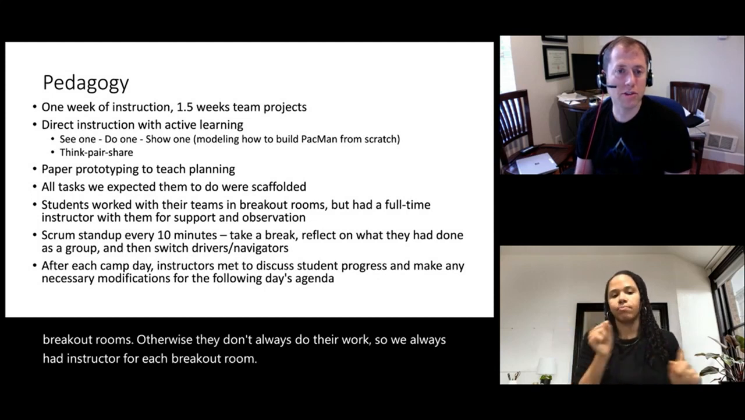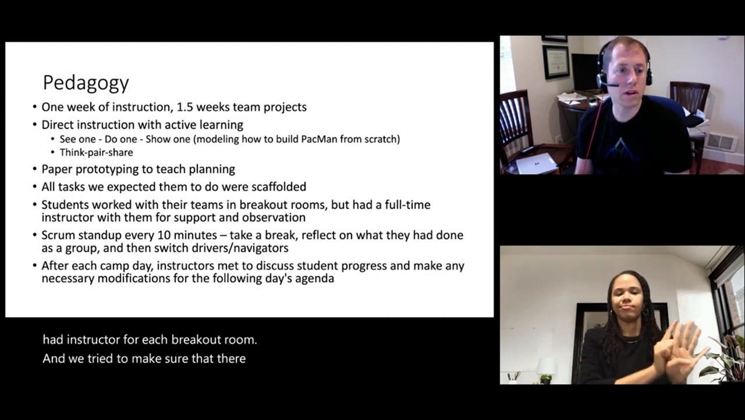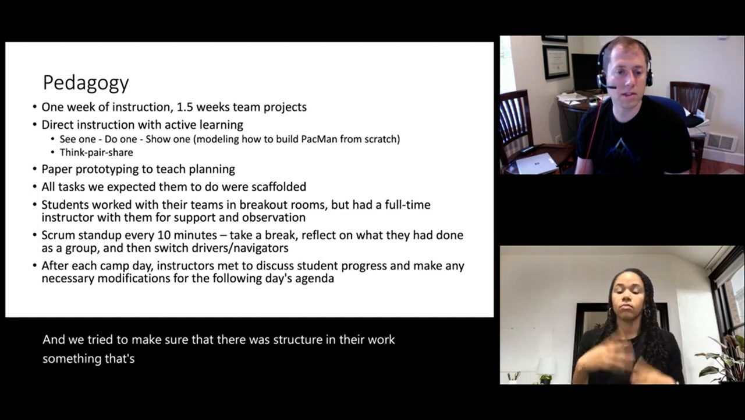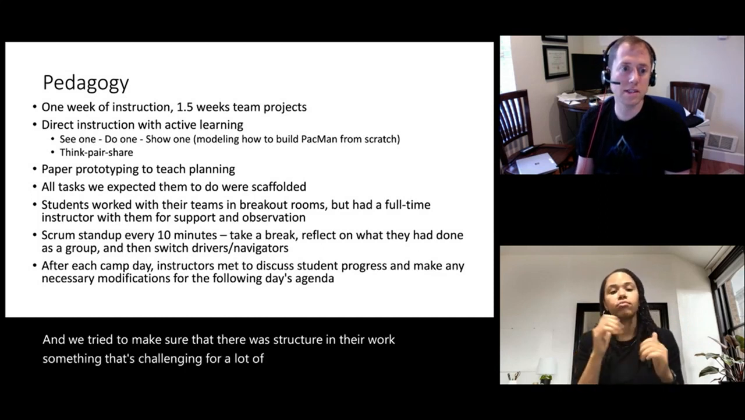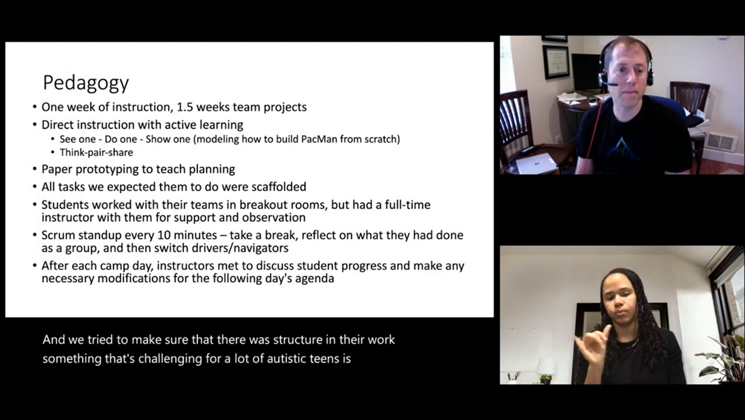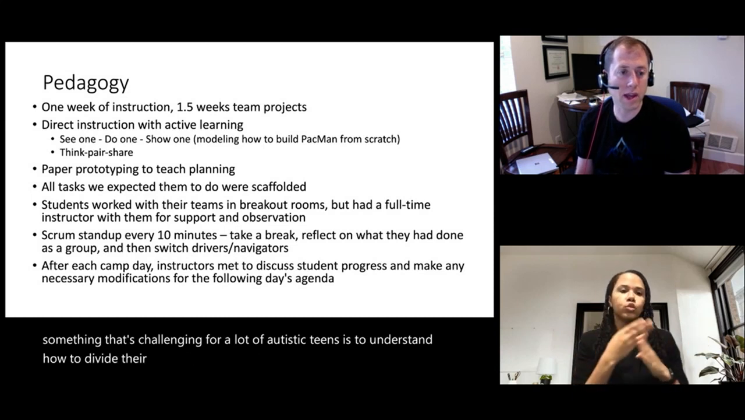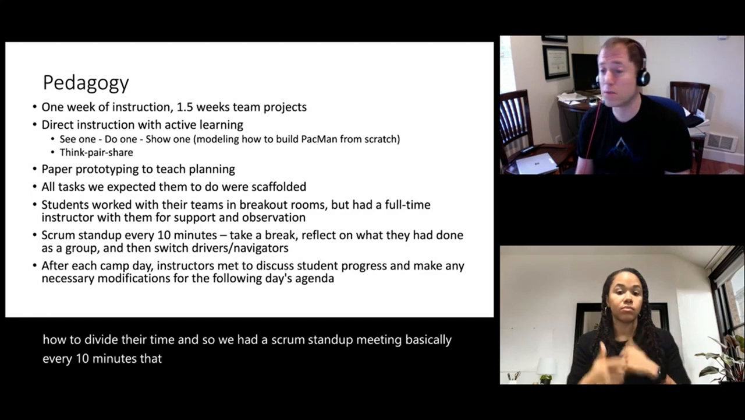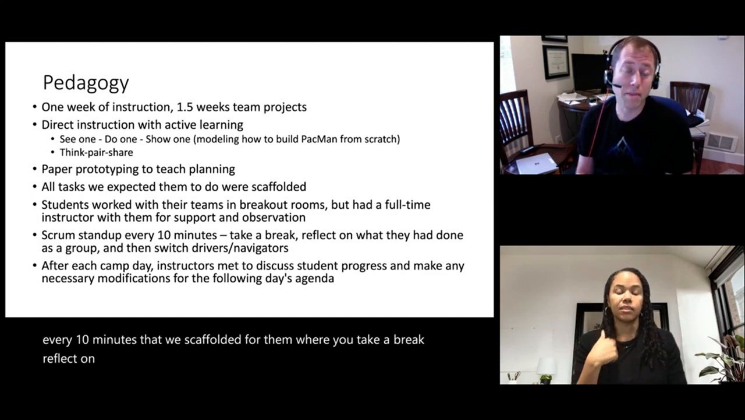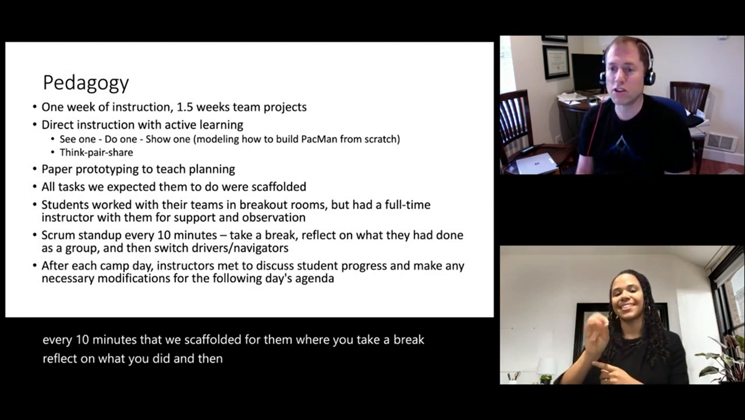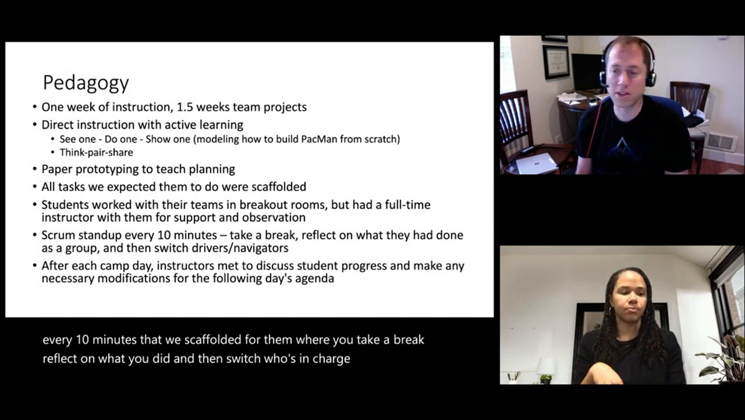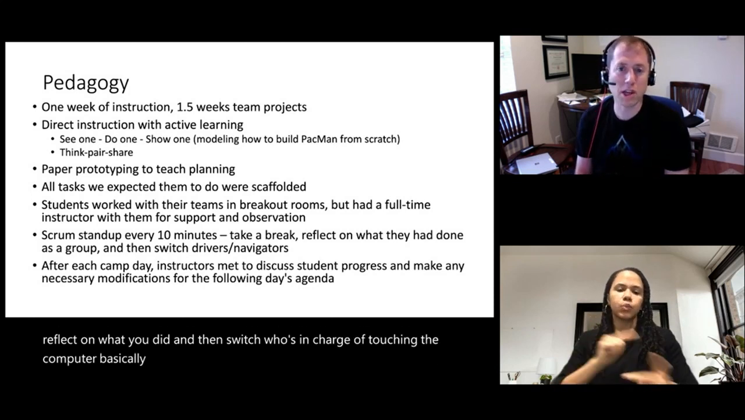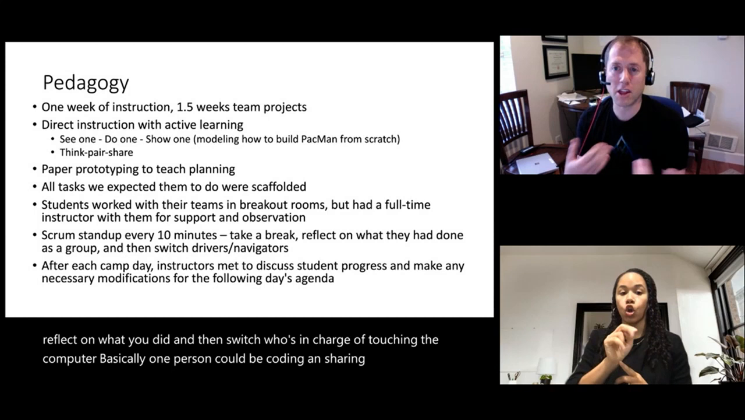We tried to make sure that there was structure in their work. Something that's challenging for a lot of autistic teens is to understand how to divide their time. And so we had a Scrum stand-up meeting basically every 10 minutes that we scaffolded for them, where you take a break, reflect on what you did, and then switch who's in charge of touching the computer. Basically, one person could be coding and sharing their screen at a time, and then the others would tell them what to do.